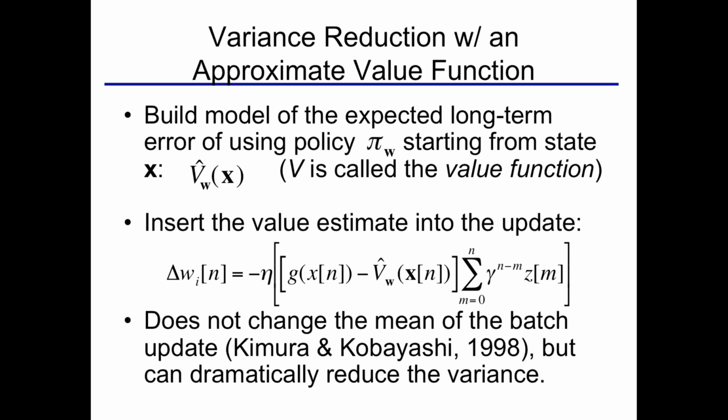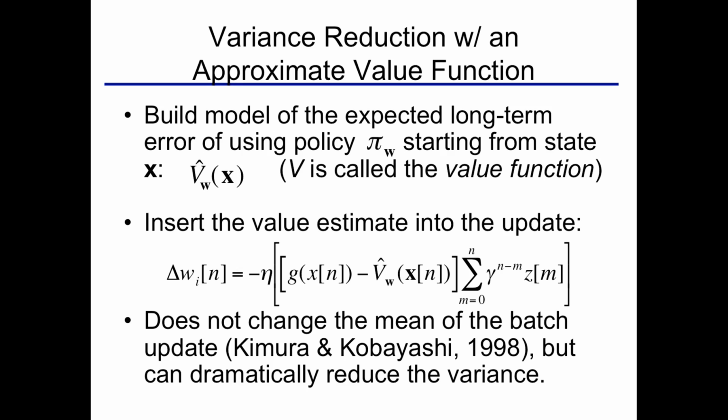Noisy gradient descent. But I also learned a value function. V is called the value, or cost-to-go function, and I stuck it in exactly like I just proposed here, as a baseline in the policy gradient algorithm. It didn't change the mean of the batch update, but it can dramatically reduce the variance.